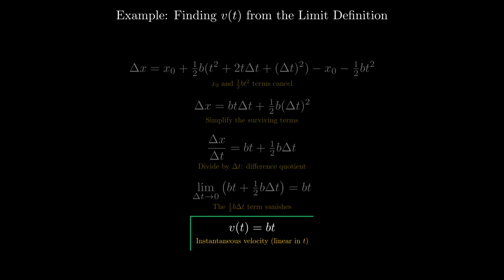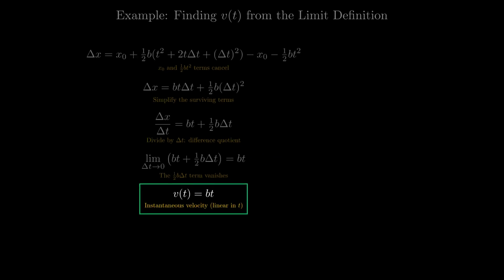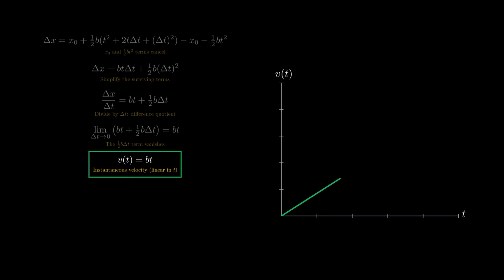This result came straight from the limit definition, the definition that underlies every derivative in calculus. The position function was quadratic in t, and the velocity turned out linear. Plot v of t against time: a straight line through the origin with slope b. At time 0, the velocity is 0, so the object starts at rest. As time increases, the velocity increases at the constant rate b.